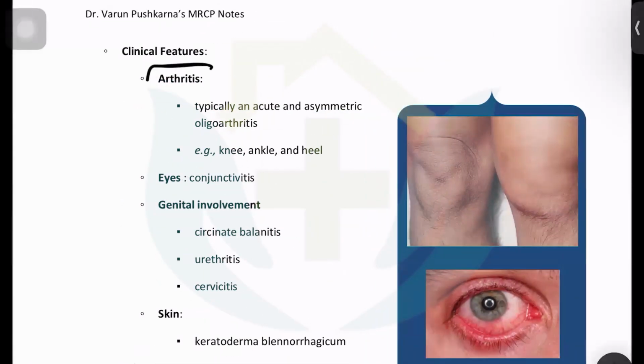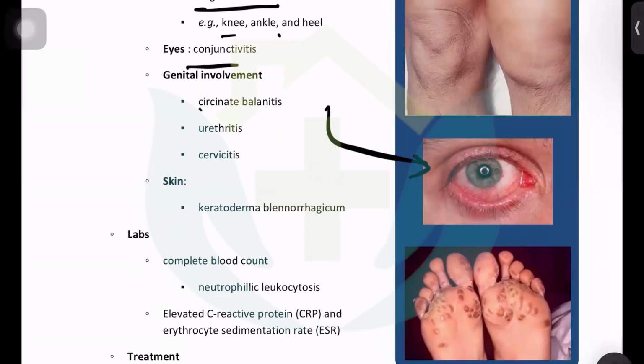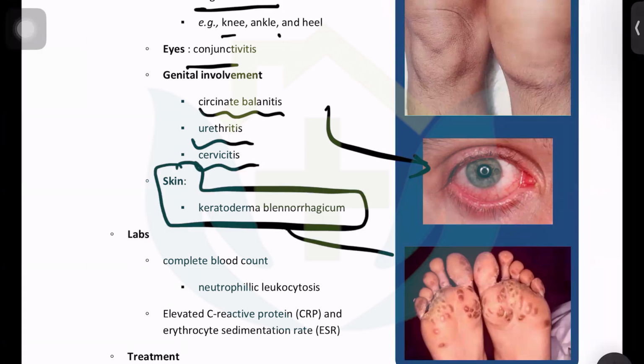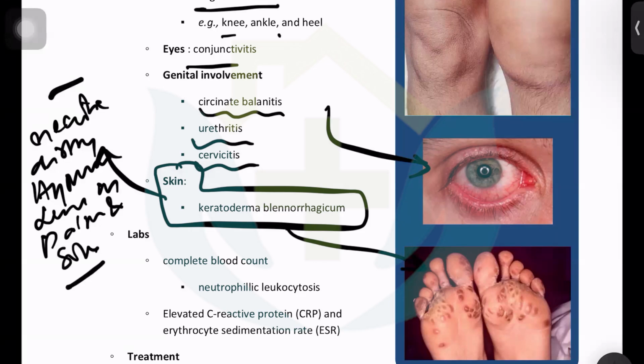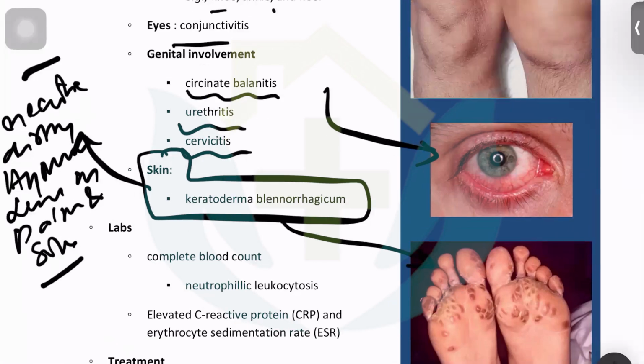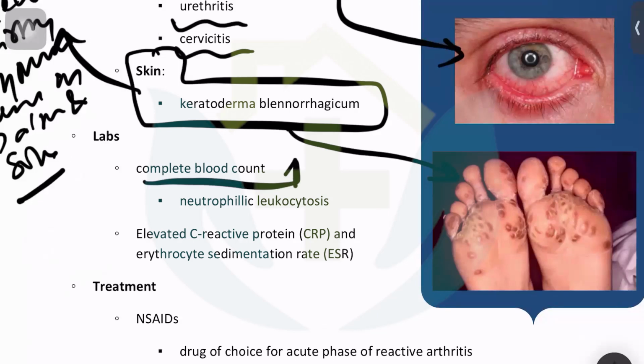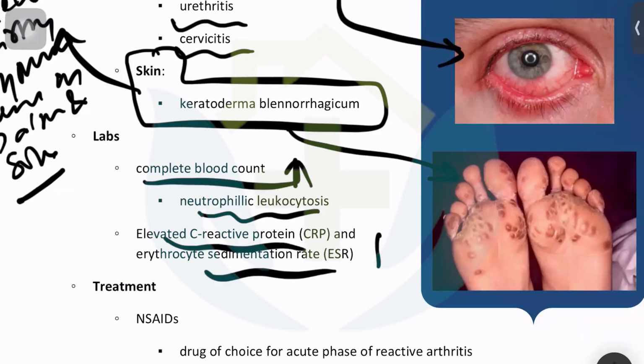Clinical features: it is an arthritis, typically acute and asymmetric oligoarthritis. Knee, ankle, heel. Eyes, conjunctivitis. Genital involvement: circinate balanitis, urethritis, in females cervicitis. In skin, keratoderma blennorrhagicum, usually mentioned as necrotic, dirty looking, hyperkeratotic lesions on palms and soles. This is what is mentioned in the exam. They will not show you a photo. This is what will be mentioned. In labs, TLC will be elevated with neutrophil predominance, ESR and CRP elevated.